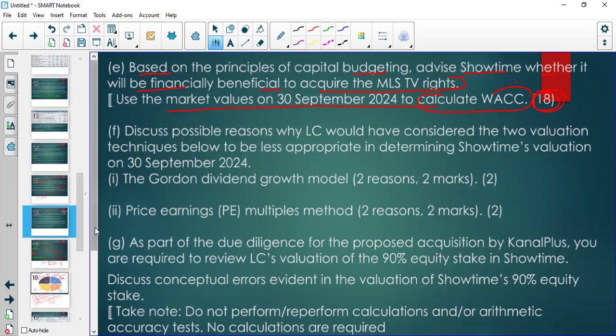Capital budgeting and cost of capital. So that was quite easy, really, because I was thinking this was a hard portion. But you could pick up a lot of marks. Now let's look at questions based on principles of capital budgeting.